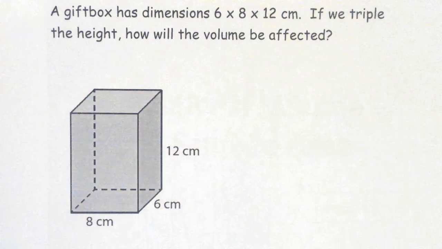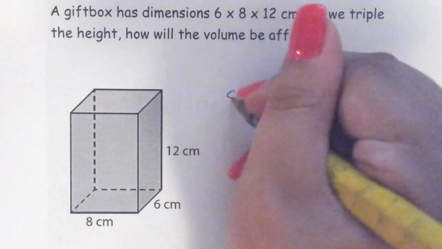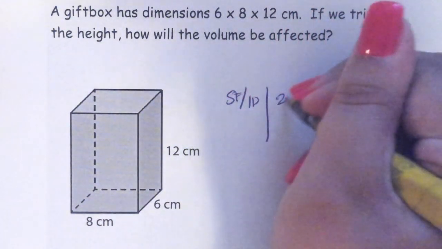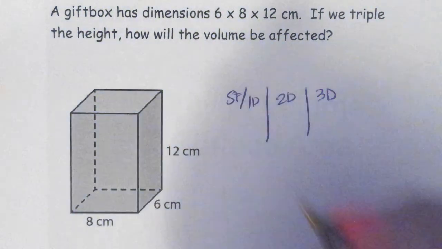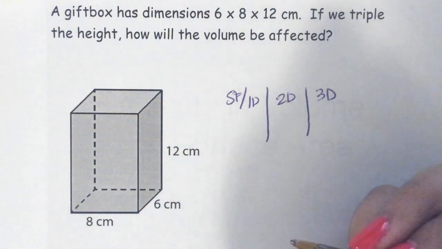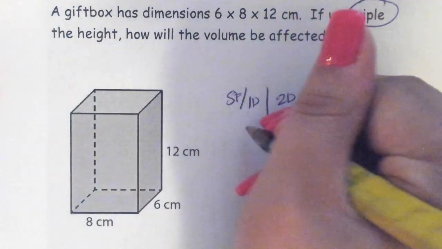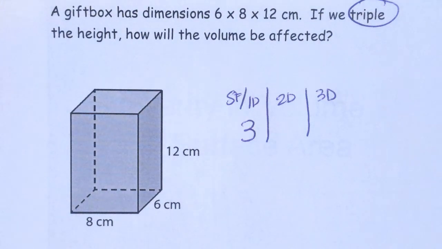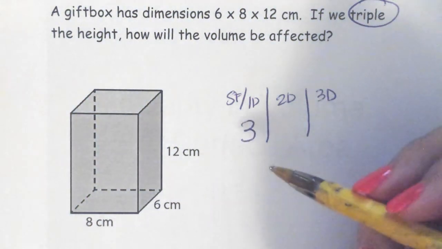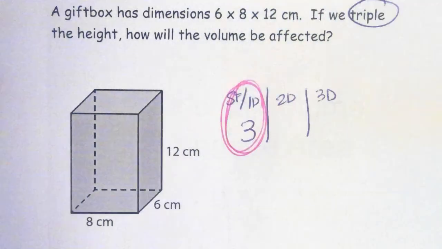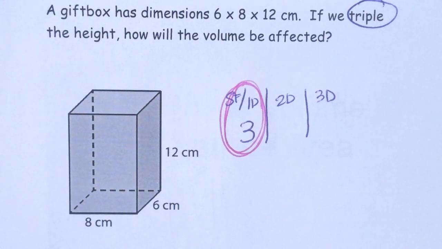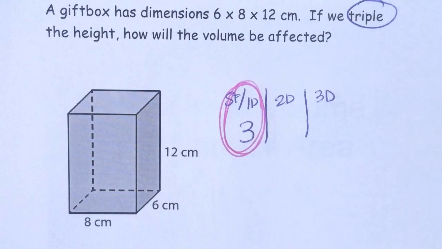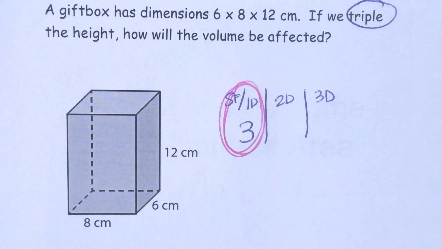Well, remember how I call it scale factor 1D, 2D, and 3D? What's my scale factor here? Tripling is 3. How many dimensions am I tripling? 1. So what's going to happen to my volume? It's going to be 3 times as big as my original volume. So if you're only tripling 1 dimension, then your volume's going to triple.